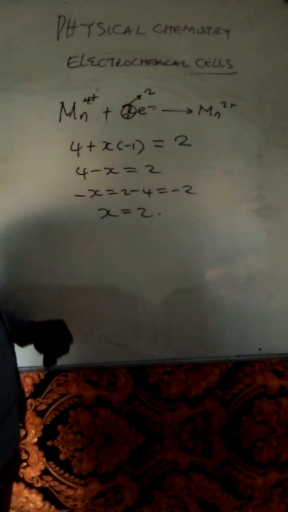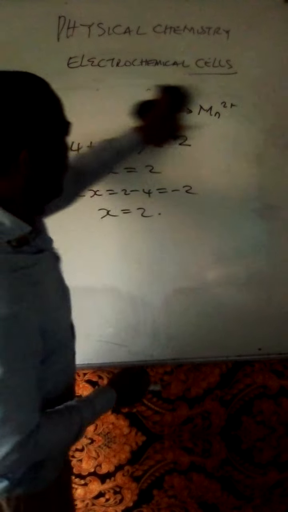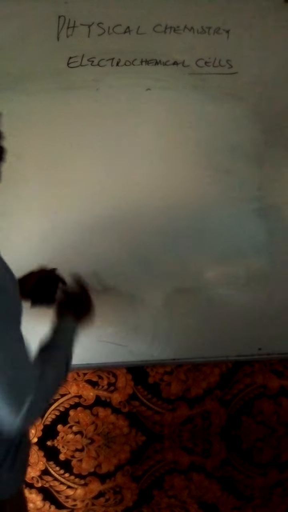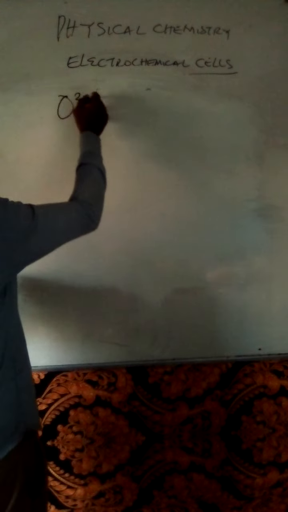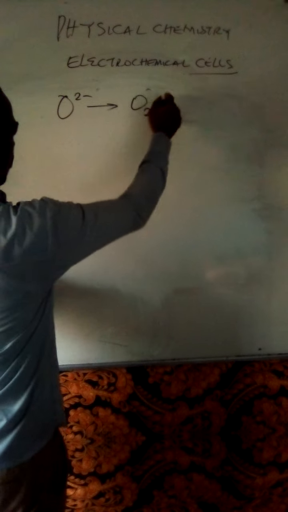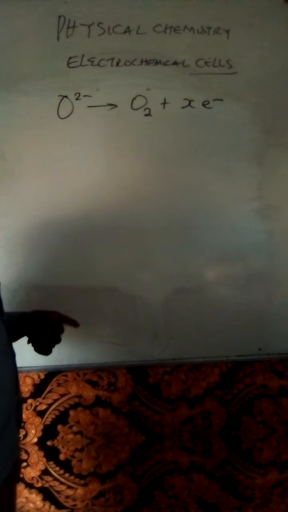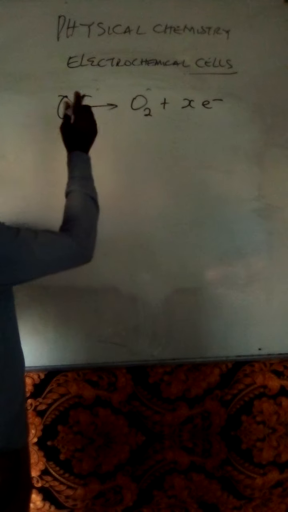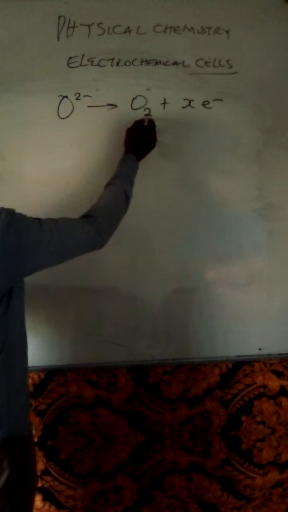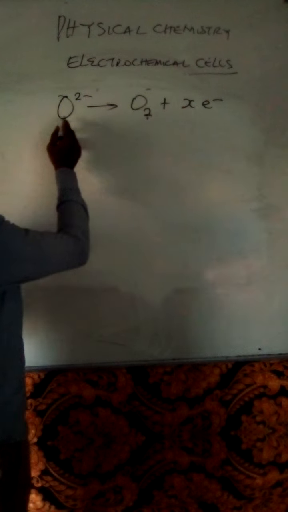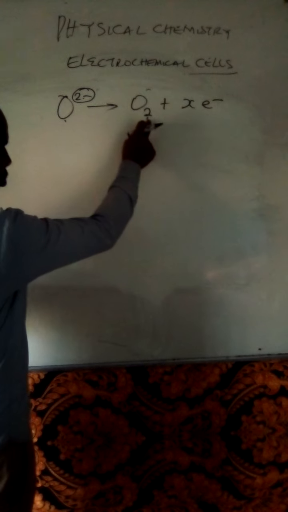Taking another example of a half cell equation, we have oxide ion giving us oxygen molecule plus Se. We are told to balance this equation. To balance this equation, we have to first of all balance the atoms. Oxygen is 2 atoms here and 1 atom there. Oxygen here cannot be 2 because this is a charge. You can't charge an atom. This is 1 atom, this is 2 atoms. So what do we do?